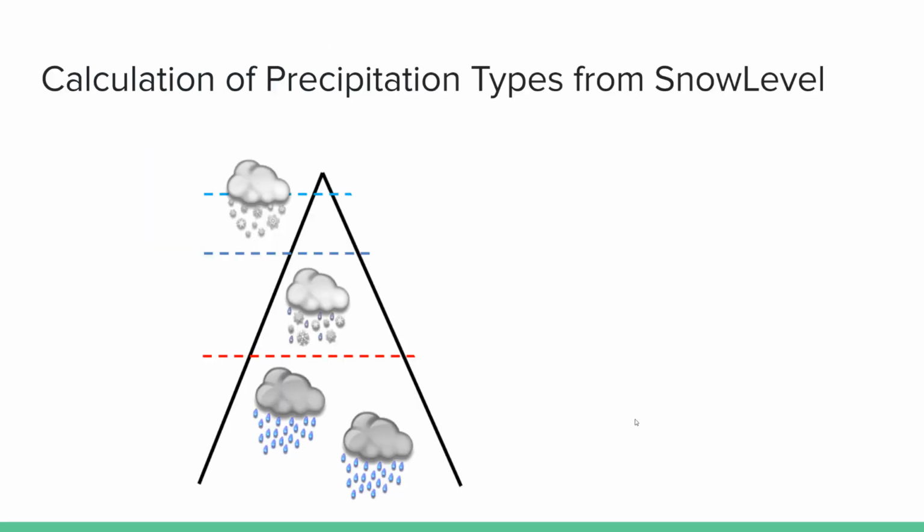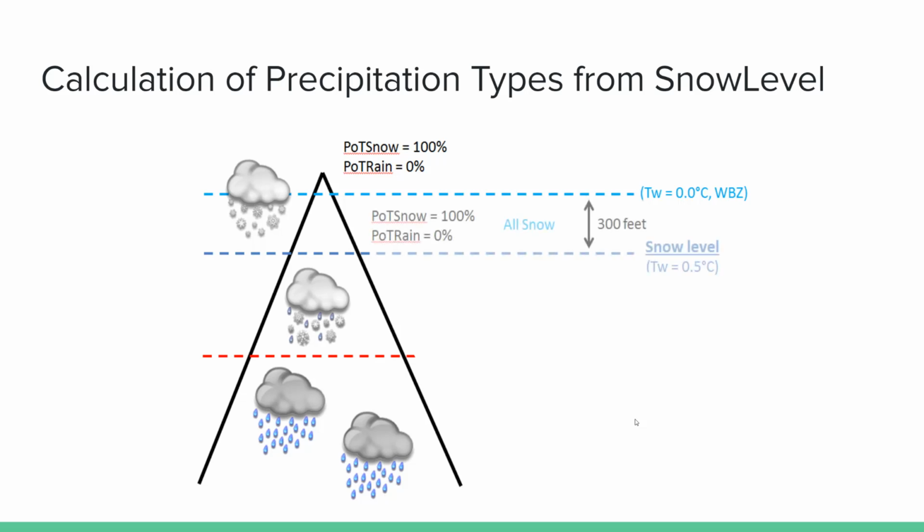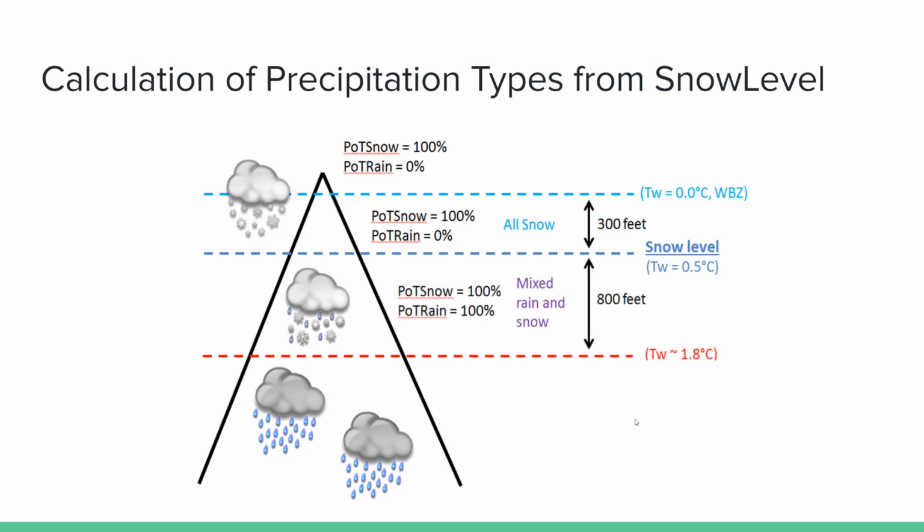To better visualize how SnowLevel works, let's visualize a snowflake's journey through the melting process as it is defined by SnowLevel. As the hydrometeor falls past the wet bulb zero temperature, it will remain snow until reaching the level of the half-degree Celsius wet bulb temperature, or the snow level. Once it falls below the snow level, and for 800 feet below that, it is considered to be a rain and snow mix. Once the hydrometeor falls more than 800 feet below the snow level, it will be considered to have completed the melting process and all rain at that point.